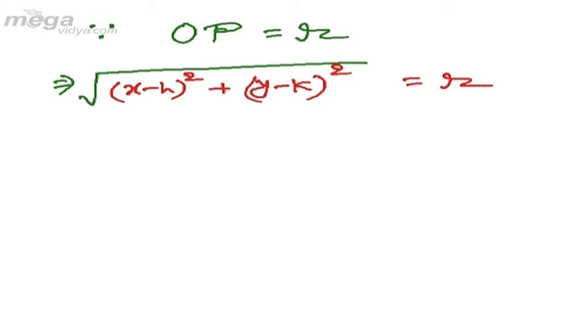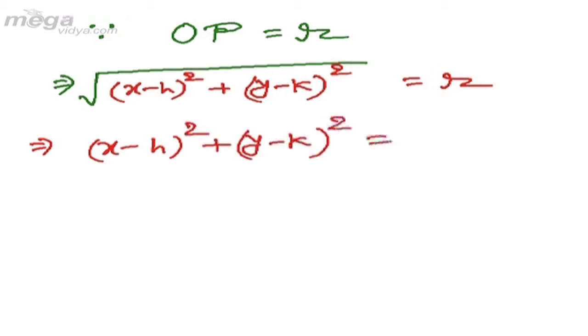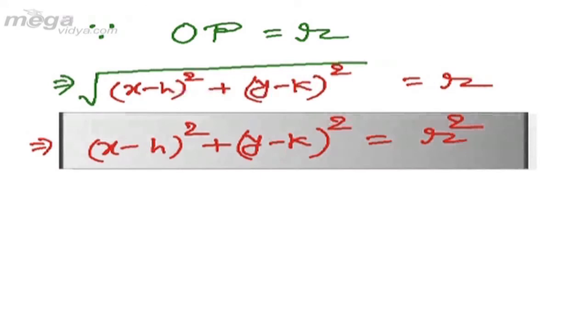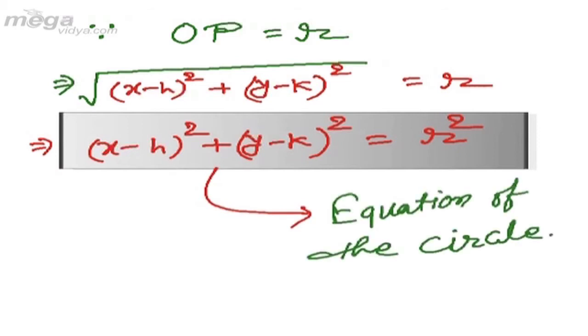Now to remove this square root, we square both sides, and hence it becomes (x minus h) whole square plus (y minus k) whole square is equal to r square. This is the equation of the circle. So (x minus h) whole square plus (y minus k) whole square is equal to r square is the equation of the circle.